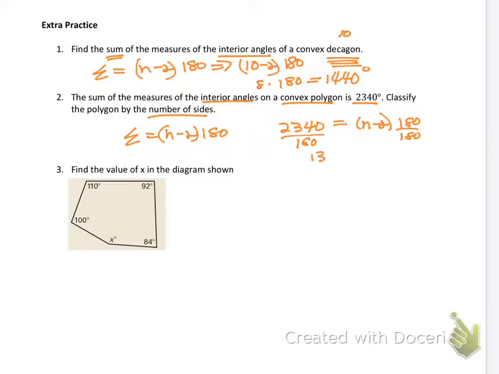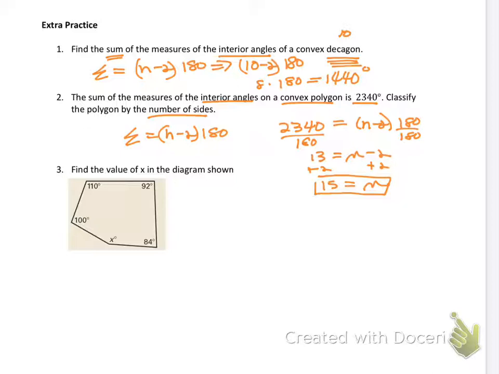So 13 equals n minus 2. Add the 2 to both sides, and 15 will equal n. That is the number of sides. So 15 is how many sides that convex polygon is going to have if the sum of the interior angles is 2,340.